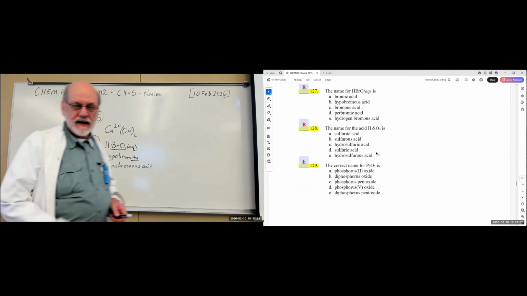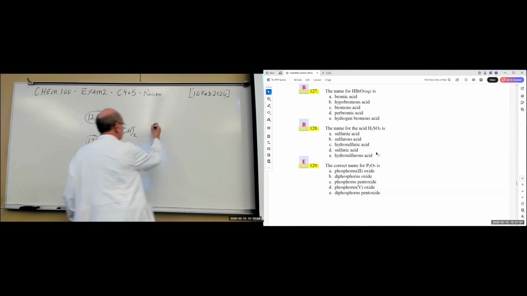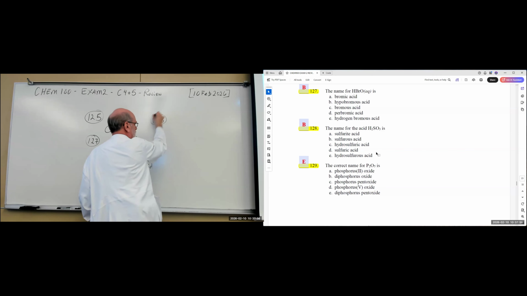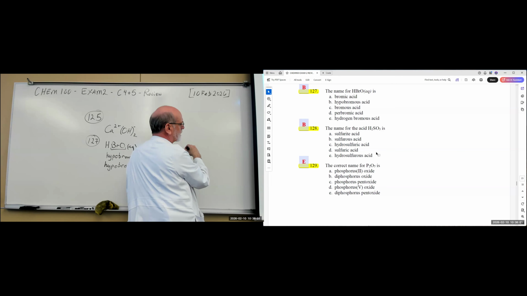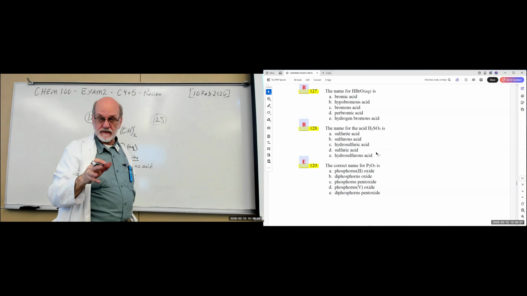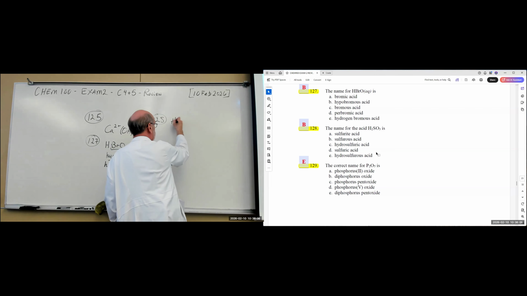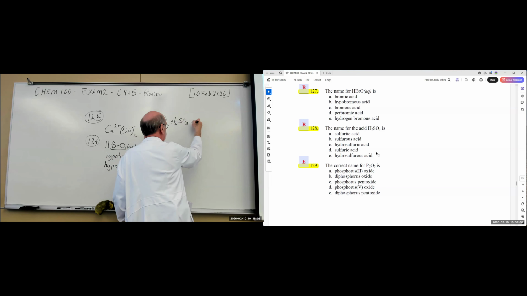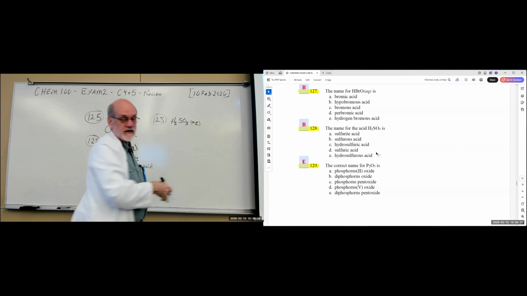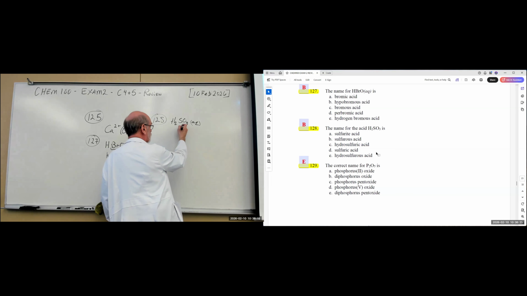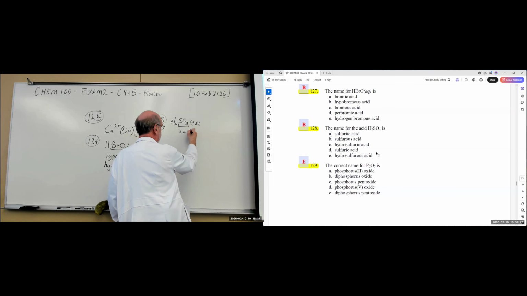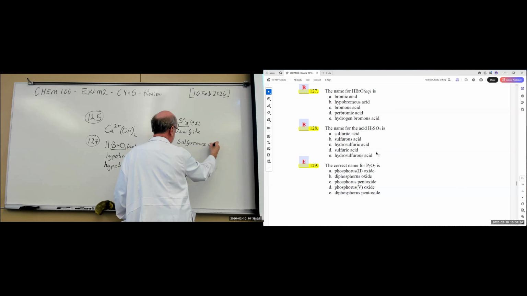All right. 128. They want us to name H2SO3, and all your selections are acids. So even though we have not put aqueous out here, your only choices are acid. So you've got to name it like an acid. This would be sulfite, or sulfurous acid.